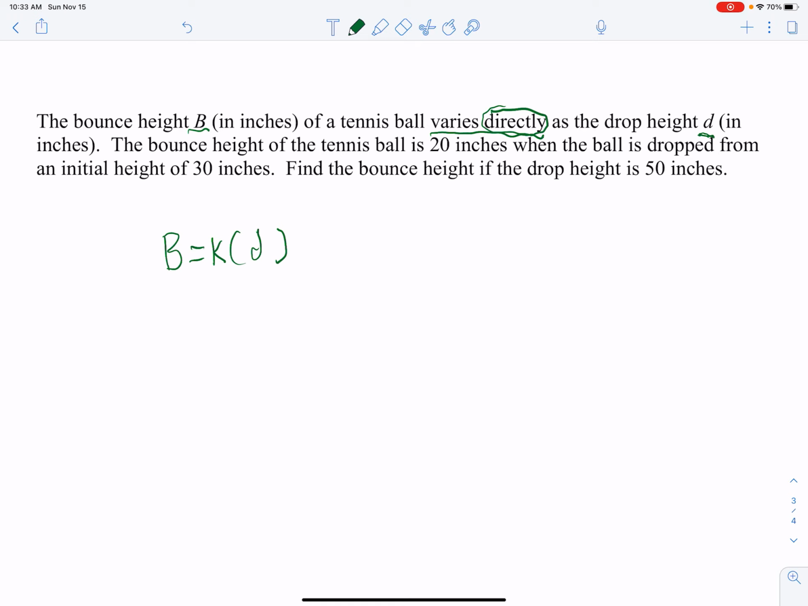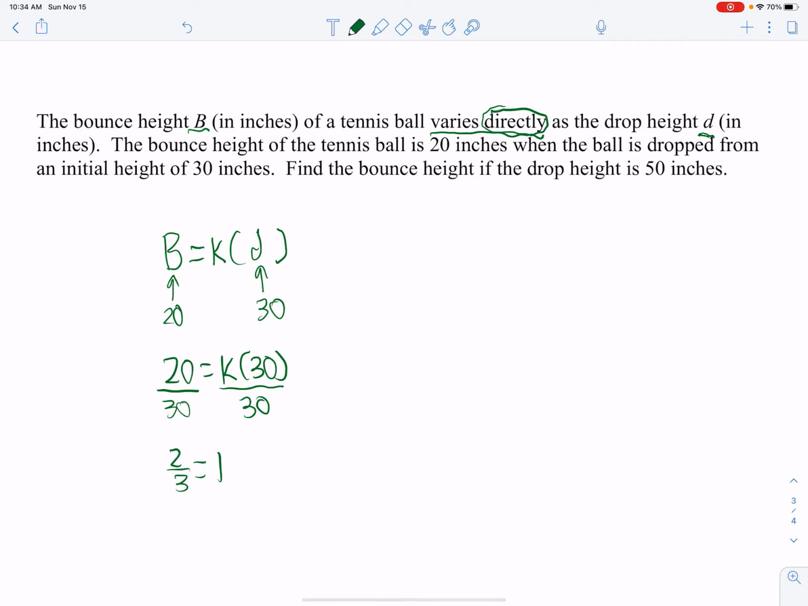Then it says the bounce height is 20 inches when the ball is dropped from an initial height of 30 inches. So setting that up, we have 20 equals k times 30. Then we divide both sides by 30. Let's see, 20 over 30, I'm just going to do it as a fraction. We would have 2/3 equals k. So we can come back up here and write our equation as B equals 2/3 D.